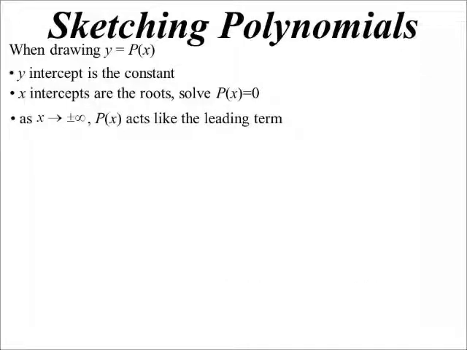Now, what happens out at infinity? The leading term will, what we call, dominate out at infinity. So if we want to know what a polynomial is doing out at infinity, all we need to do is look at the leading term. And whatever that's doing, this curve will be doing. So we know where to start and finish, if you like.